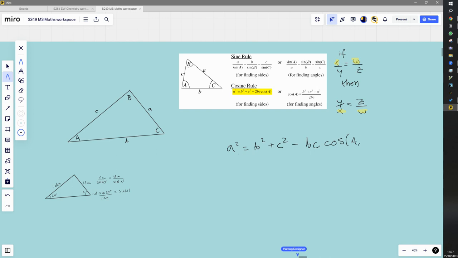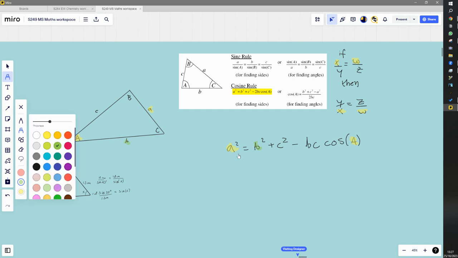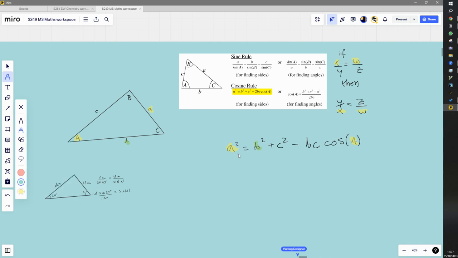So if I highlight this, we should hopefully be able to see that side, which we'll call A, is there, and that angle A is over there. And of course, it doesn't matter which way around we add B and C, because it doesn't matter which way around we label B and C. And we know that when we add two things, it doesn't matter which way around we add them. So what do we need to remember in this?